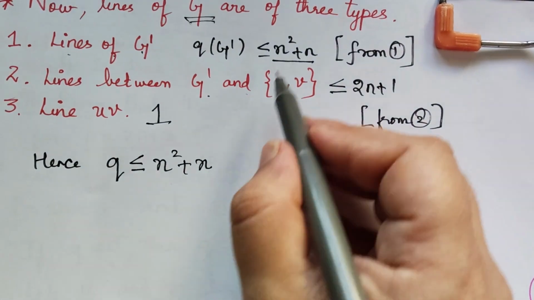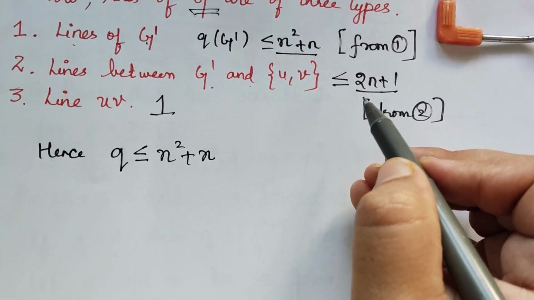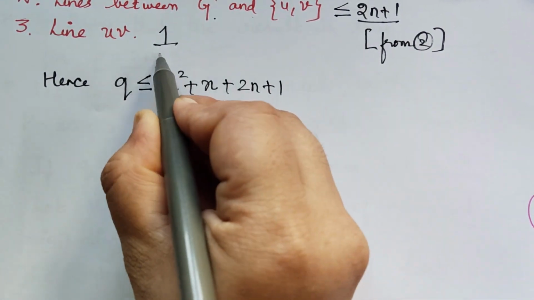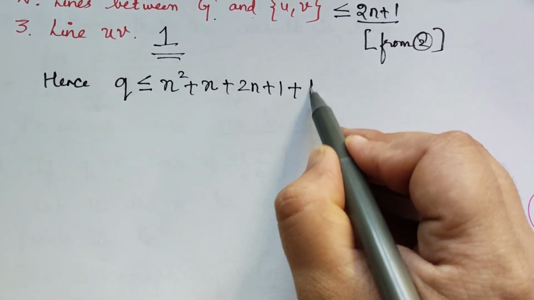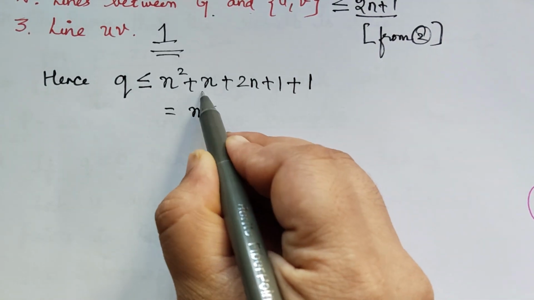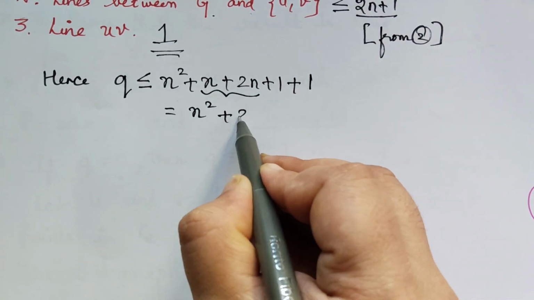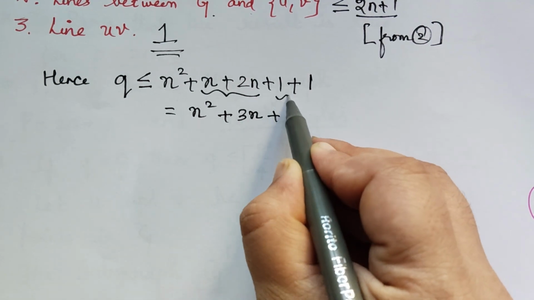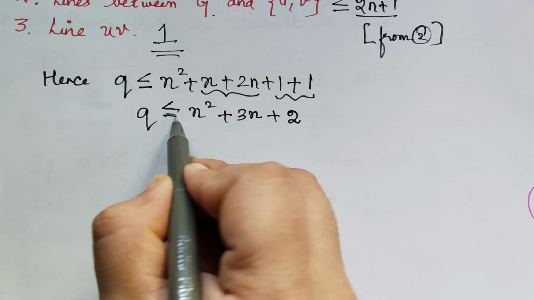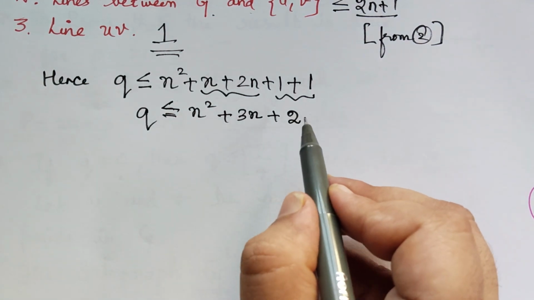Okay, this one. And then 2n plus 1. So we will add that. So plus 2n plus 1 and then 1. So we will add this 1. So now on simplifying, this will be equal to n square plus 2n is plus 3n, and plus 1 plus 1 is 2. So therefore Q is lesser than or equal to n square plus 3n plus 2.